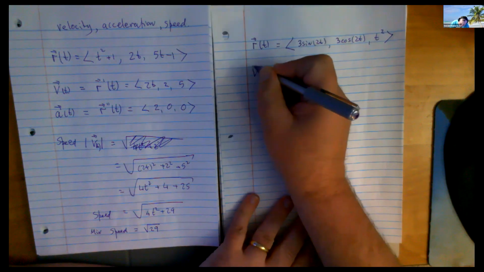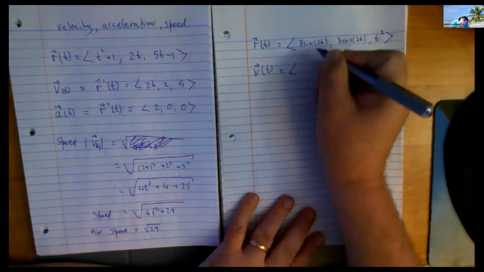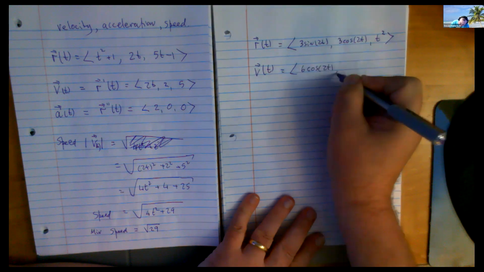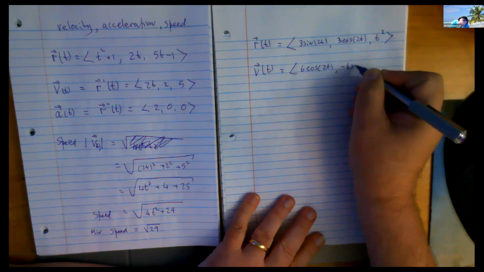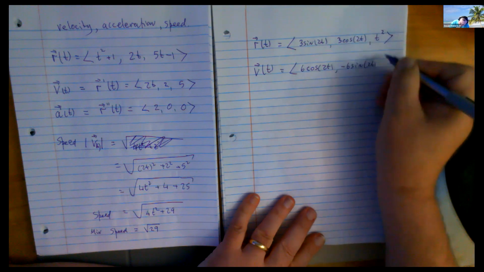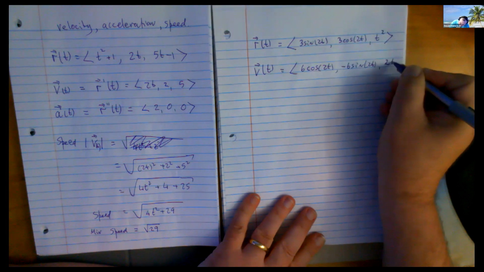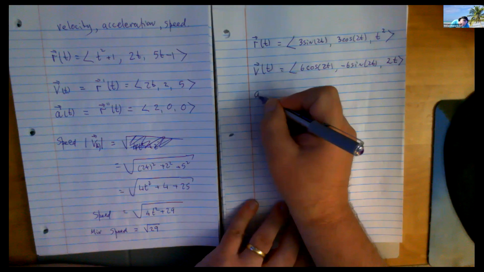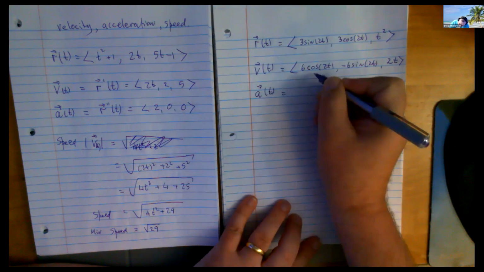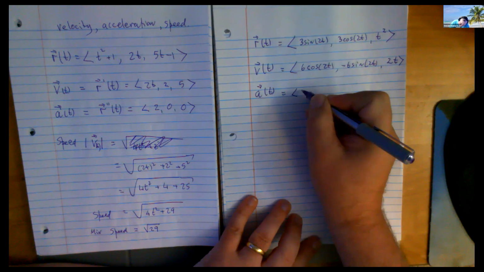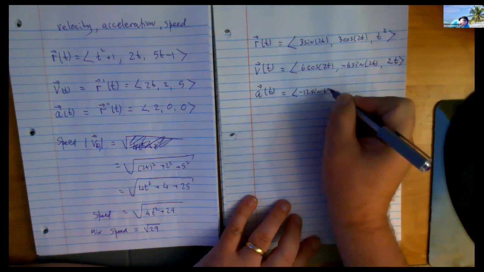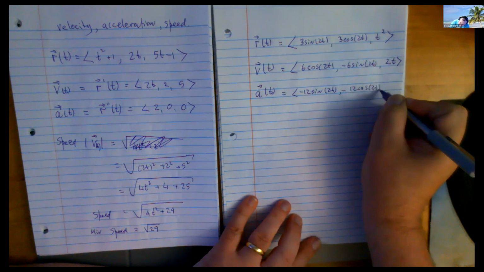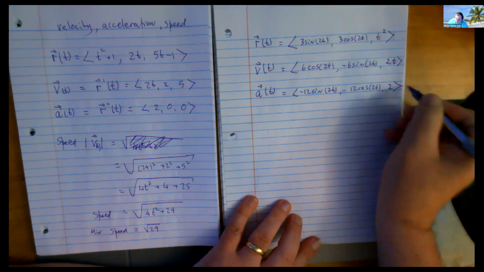Let's find the velocity vector then. You differentiate this, remember the 2, you get 6 cosine of 2t. You differentiate these, you get -6 sine of 2t. And you do this guy, you get 2t. You want the acceleration vector, you just differentiate your velocity vector, and this time you'll get -12 sine 2t. This guy will get you -12 cosine 2t, and this guy here will get you 2.